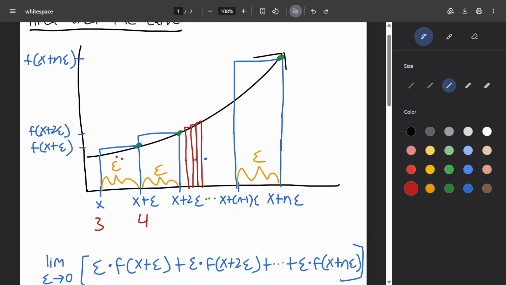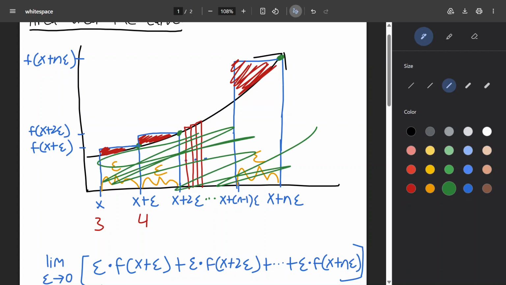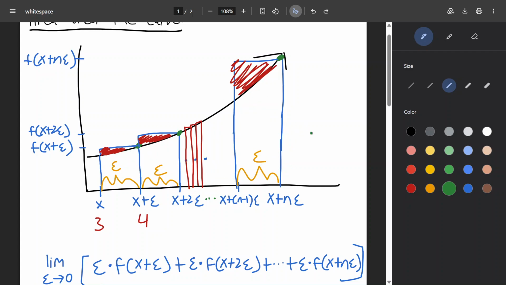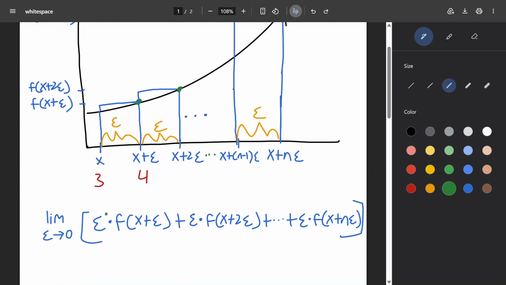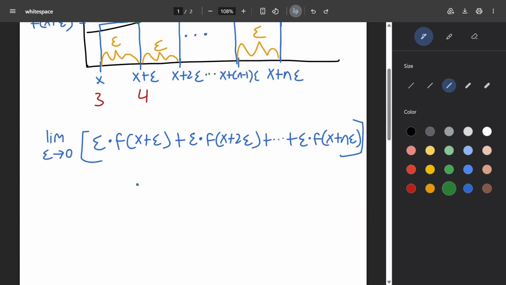Because right now, if epsilon's large, this is our margin of error. Look at all this extra area that we're adding, and it's not going to give us an accurate representation of this area down here that we want, because we're going to have all this extra red. But as epsilon grows smaller, this red error is going to become less and less. So that's why we're letting epsilon get infinitely close to 0.